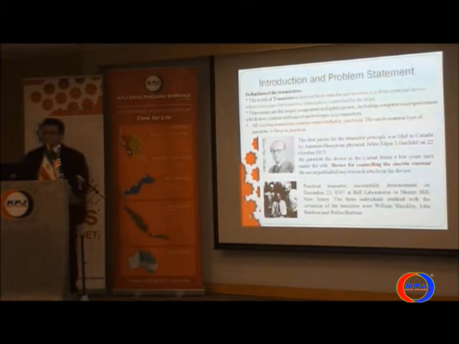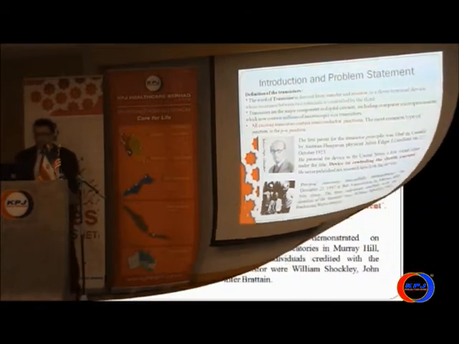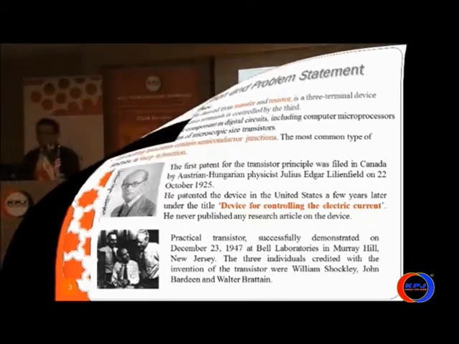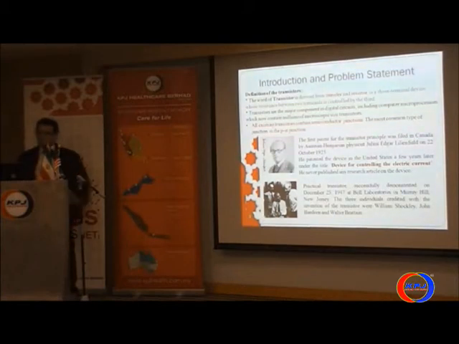Transistor is basically derived from two words, transfer and resistor. It's a three-terminal device in which the current between two of the terminals is controlled by the third one. So the main purpose of the transistor is to control the electric current. The very first transistor concept was established in 1925 by Mr. Lilienfeld in the United States, and he called this device a device for controlling the electric current.